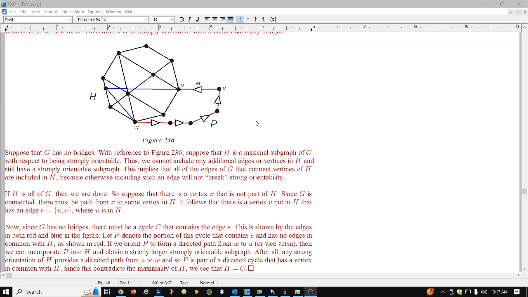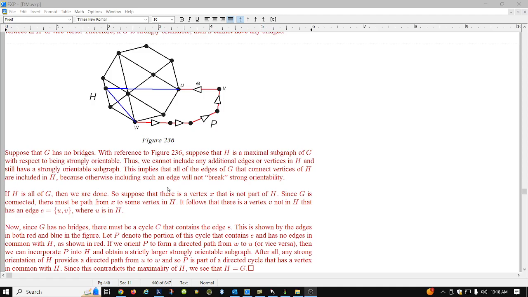Well, that implies that all of the edges of G that connect vertices of H are included in H, because otherwise including that edge would not break the strong orientability. Put another way, if the vertices of an edge are already in H, then you can put the edge in H as well. It's not going to break strong orientability. Now, if H happens to be all of G, of course, we're lucky and we're done.